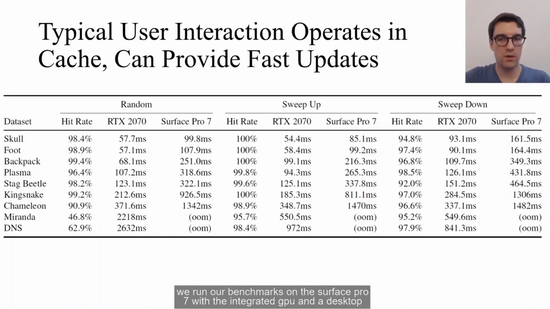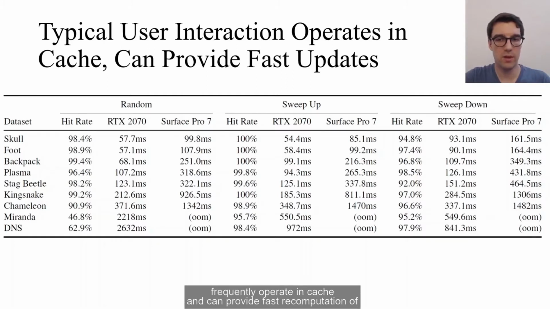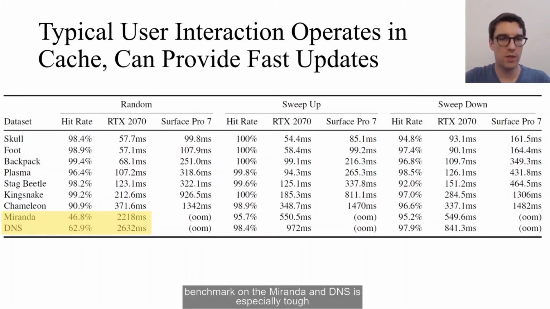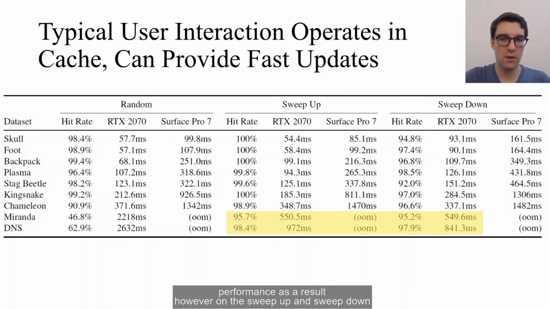We run our benchmarks on the Surface Pro 7 with the integrated GPU and a desktop with an RTX 2070. And we find that for most cases we frequently operate in cache and can provide fast recomputation of the surface. As mentioned before, the random ISO value benchmark on the Miranda and DNS is especially tough because they're very cache unfriendly in the structure of the data, and you see that we have a pretty low cache hit rate on those and lower performance as a result. However, on the sweep up and sweep down benchmarks for those, we have pretty good cache hit rates and pretty good performance as well.